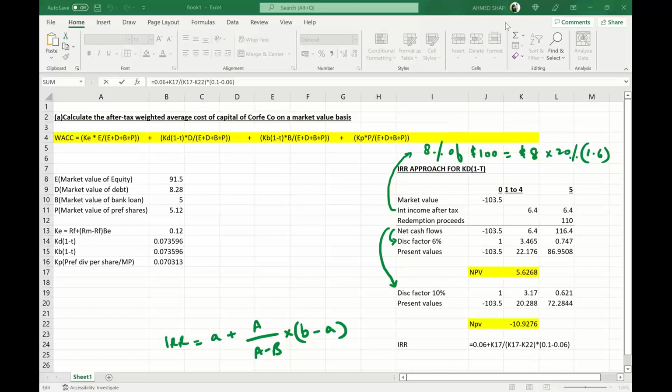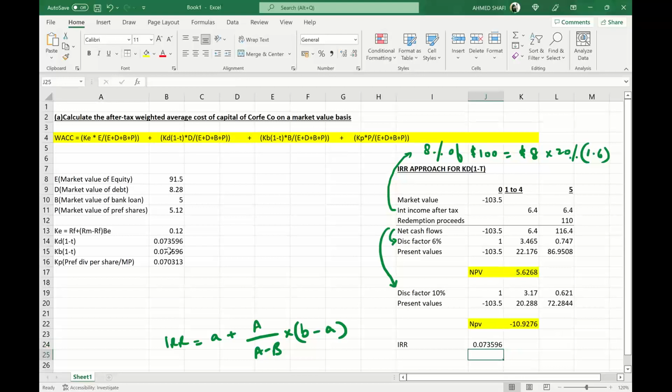So KD is IRR. 5-year redemption. 3 transactions: market value outflow, interest income after tax, redemption. Net cash flow, take any factor, get positive NPV, increase it to get negative NPV, and get IRR. IRR is KD. And I have assumed it same as KB. Now, once you have all these 8 things, you can just put them in the equation to get WACC.